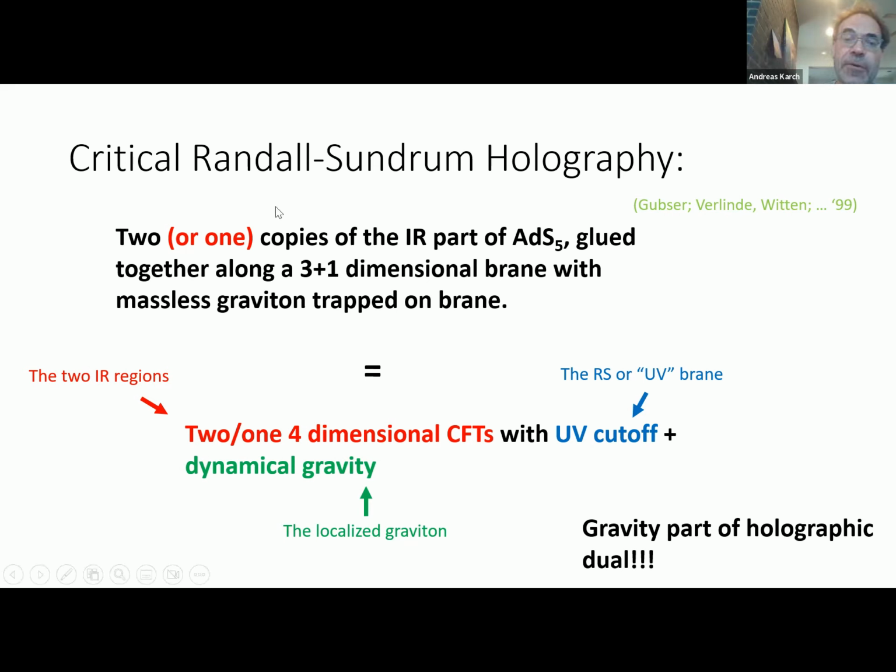If you try to read this from the point of view of holography, you know AdS5 is dual to a 4D CFT. We cut out the UV part, so we apparently put some sort of UV cutoff on the CFT. But that alone wouldn't explain where this trapped 4D graviton comes from.